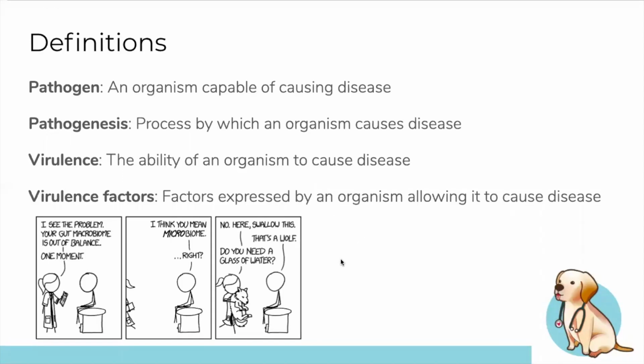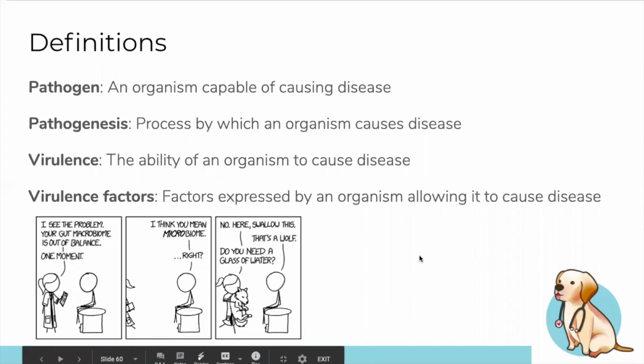Okay. So definitions: a pathogen is something that's capable of causing disease. The process by which it does that is called pathogenesis. The ability of an organism to cause disease is its virulence, and the factors expressed by the organism that allow it to do so are the virulence factors. So these are just some basic definitions that will help you understand what is going on.